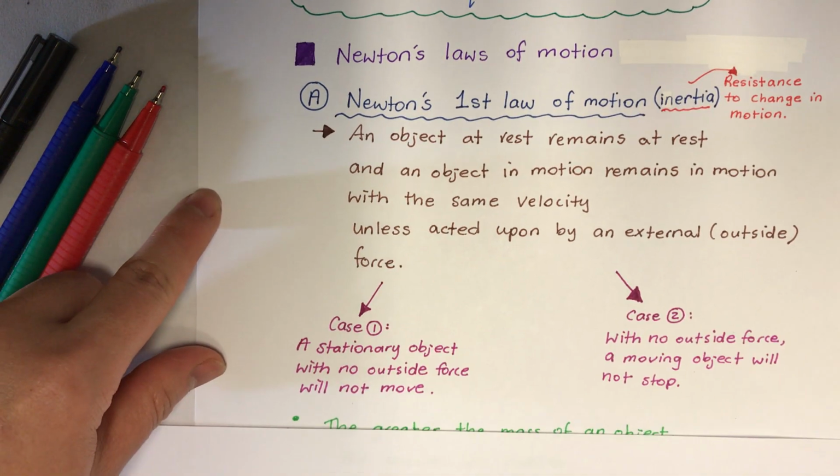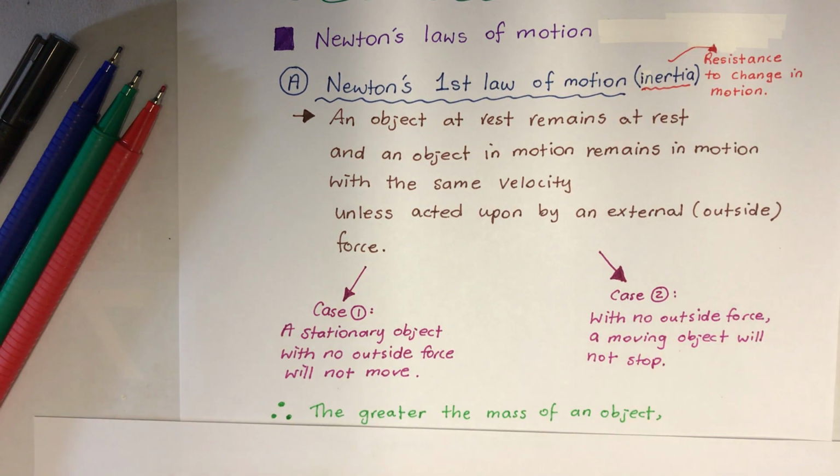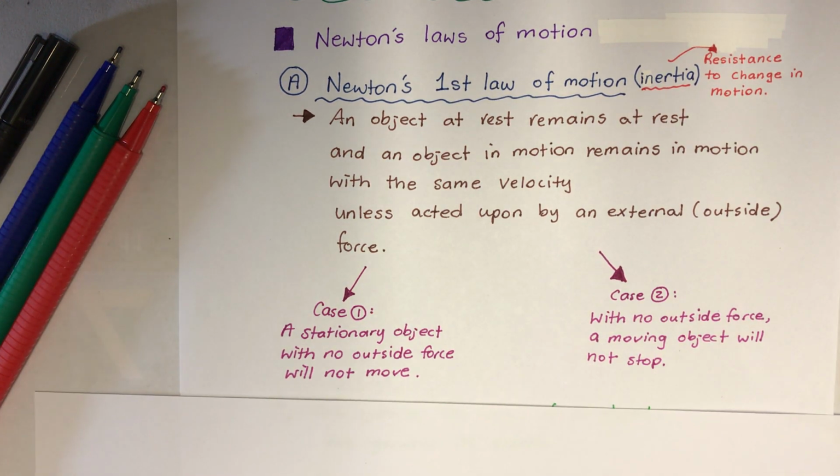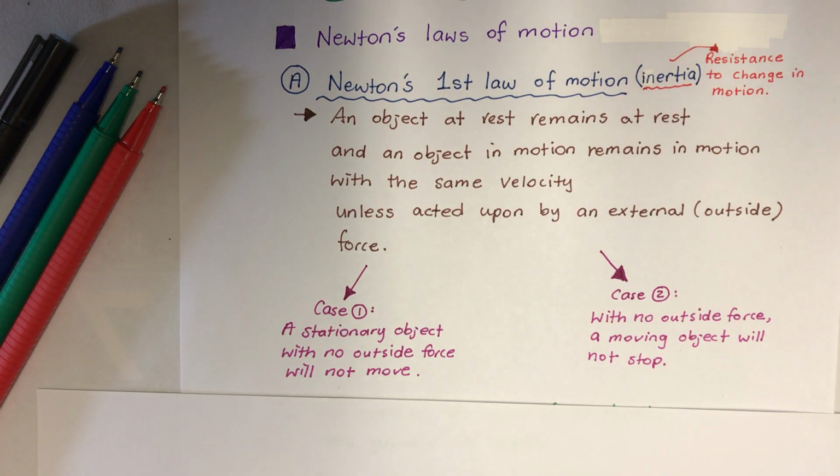Now Newton's laws of motion, there's 3 laws there. First, Newton's first law of motion we sometimes call the law of inertia, which means the resistance to change in motion. An object at rest remains at rest, and an object in motion remains in motion with the same velocity unless acted upon by an external outside force.